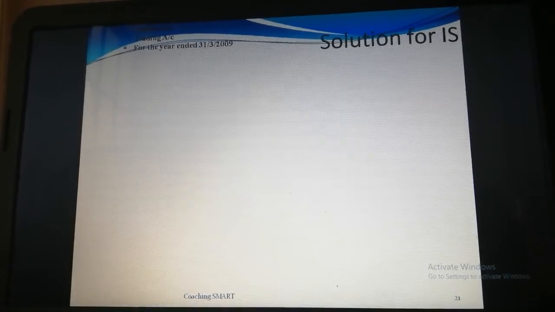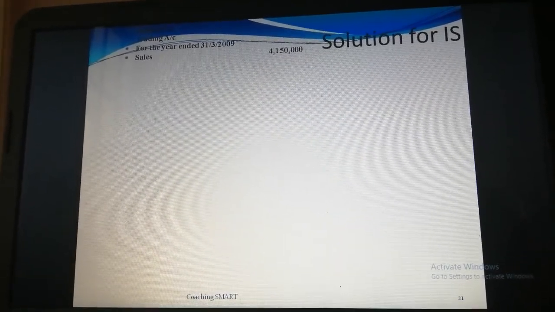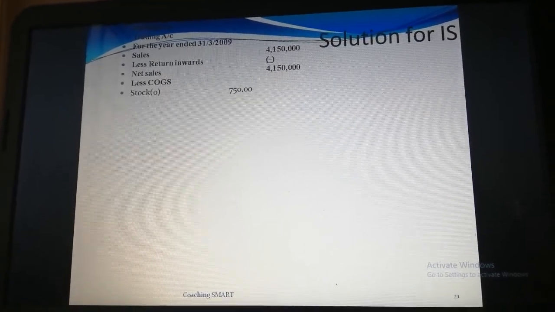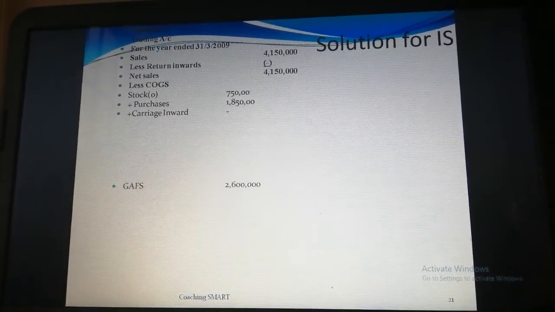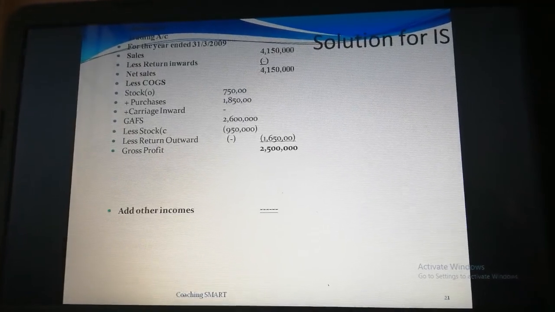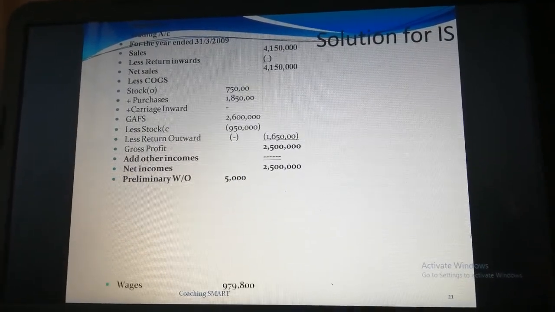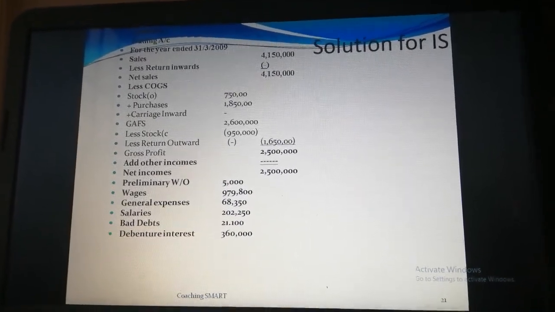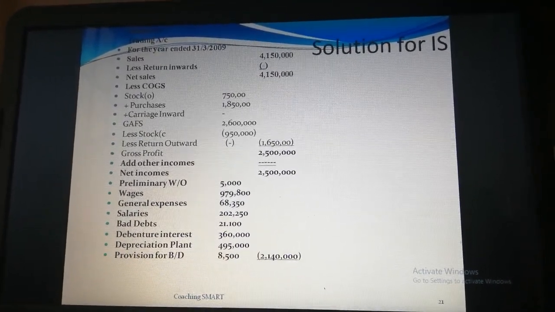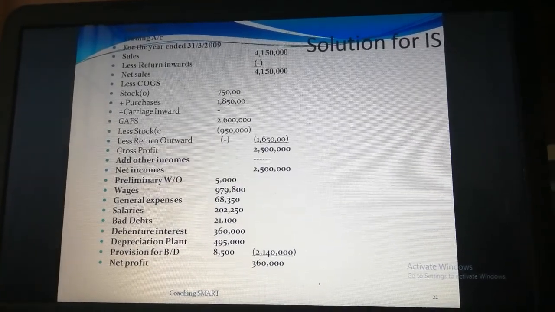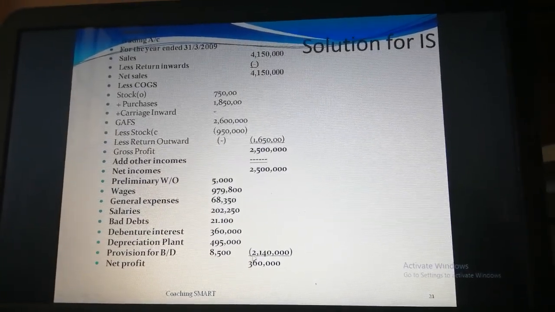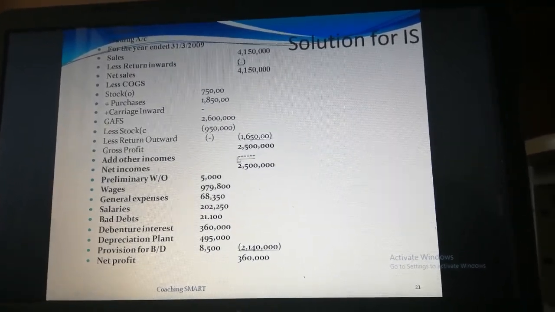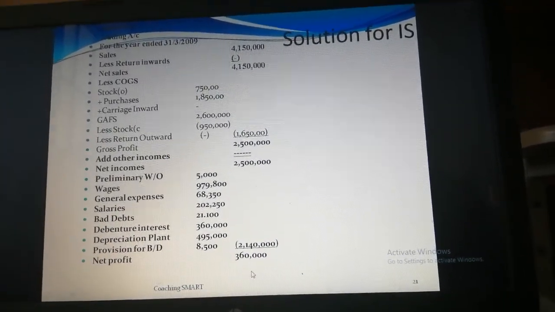Now we have the solution. You need to prepare the trading profit and loss account. The aim of preparing the trading profit and loss account is actually to get the net profit before tax. So this is our trading profit and loss account. I'm just running through it. This is how you do it. Now we get 360,000. Our aim is to get this amount, 360,000. So prepare the trading profit and loss account or income statement, and you get this amount.